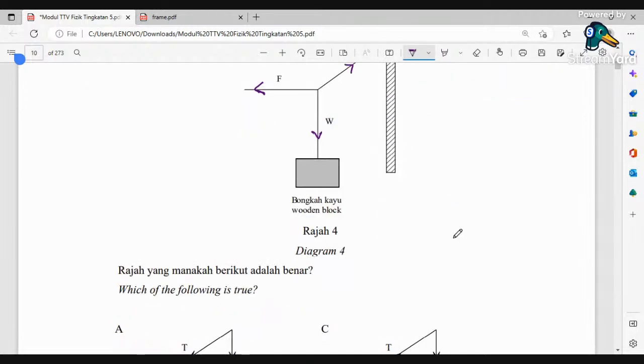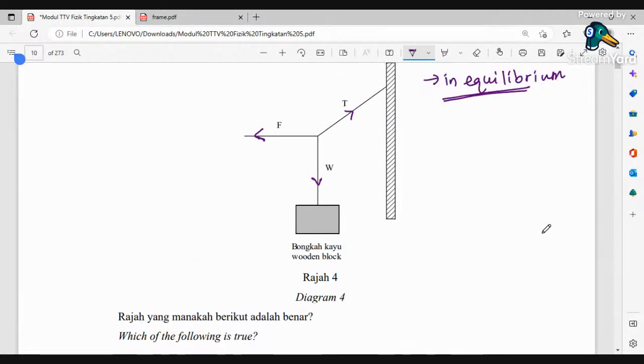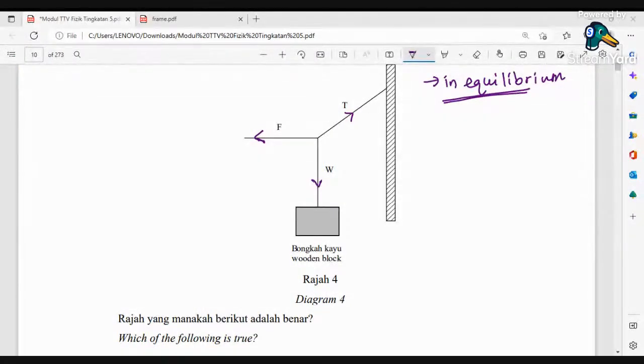Which of the following is true? So we need to draw a triangle of forces. For forces in equilibrium, the triangle that you draw must be a closed triangle. What is the meaning of closed triangle? Okay, if you have a question, if you cannot understand, you can just write in chat, because the question must be understood.